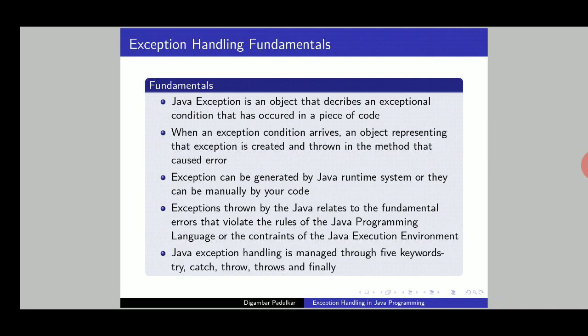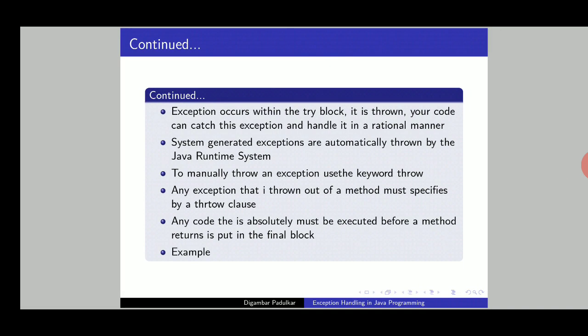Java exception handling is managed through five keywords. Basically, there are five keywords with which exceptions are handled. The first one is try, second is catch, third is throw, fourth is throws, and last is finally. These are the five keywords with which exceptions in Java programming are handled. So, the exception occurs within the try block. It is thrown, and your code can catch this exception and handle it in a rational manner.